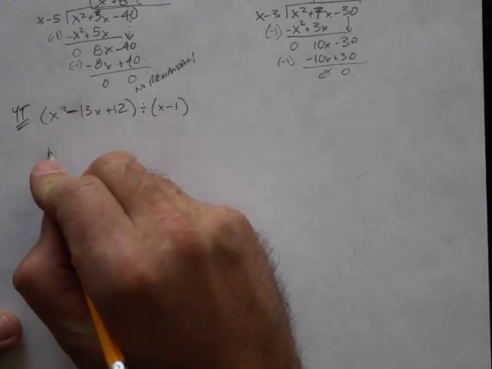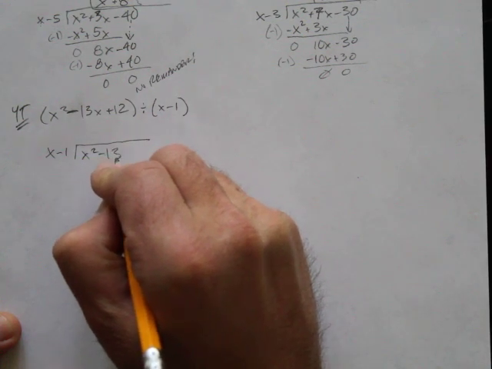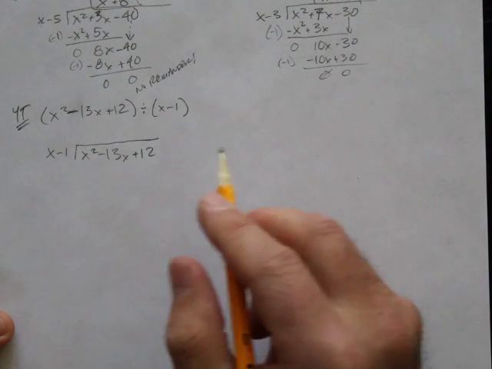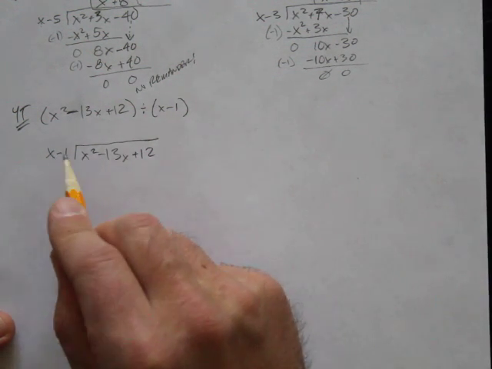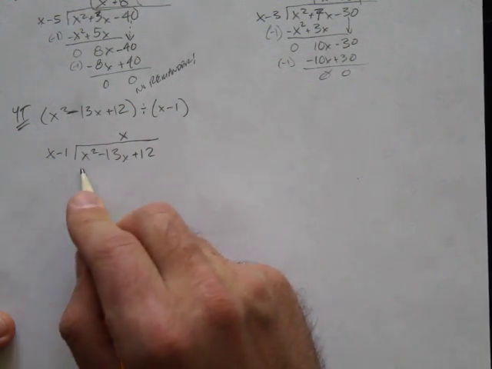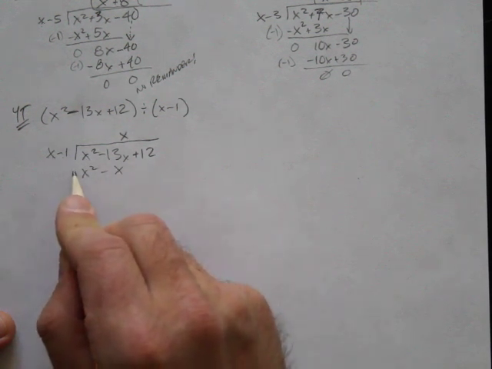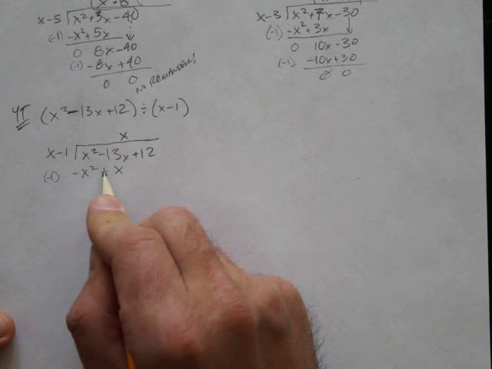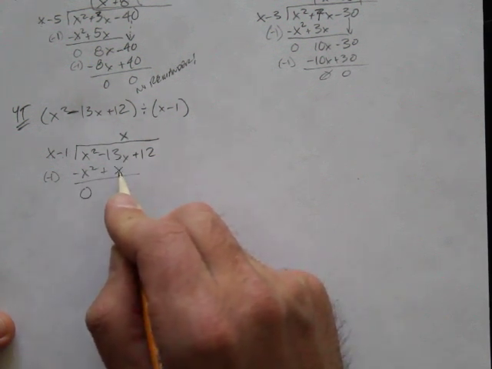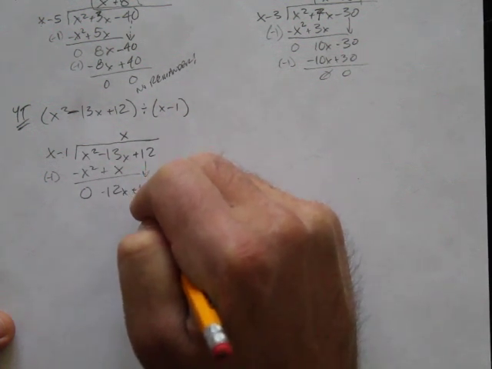Okay, let's see how you did. x minus 1 and x squared minus 13x plus 12. So I'm going to say, what do I multiply by x to get to x squared? Put that right here. x times x is x squared. x times negative 1 is negative x. Multiply by negative 1. The x squareds go away. Negative 13x plus x is negative 12x. Bring down this plus 12.